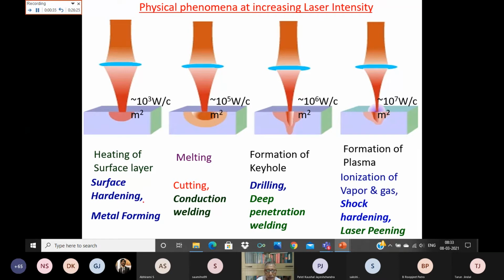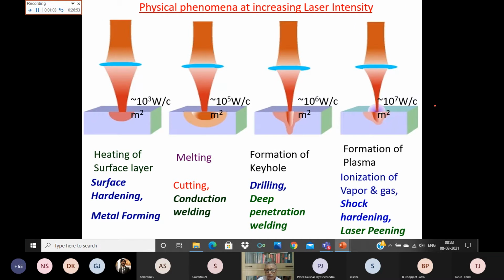laser surface hardening and laser metal forming, that is the bending of the metal sheet, can be realized by just heating the thin layer at the top surface. So just at lower laser power densities, you can get surface hardening done and metal forming, that is bending of the sheet, you can do.